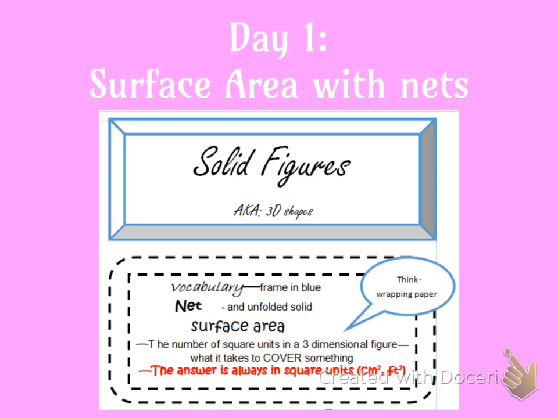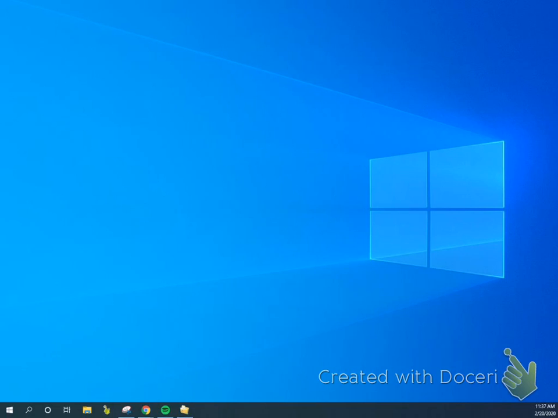This is the part I wanted you to see because I put this on your notes. Think wrapping paper. And remember this, because it's area, this is going to be different than what you think. Because it's area, it's always squared. Even though we're talking about a three-dimensional figure, we're still talking about area, and the answer is always going to be squared. Okay? Now, let's go to some examples.